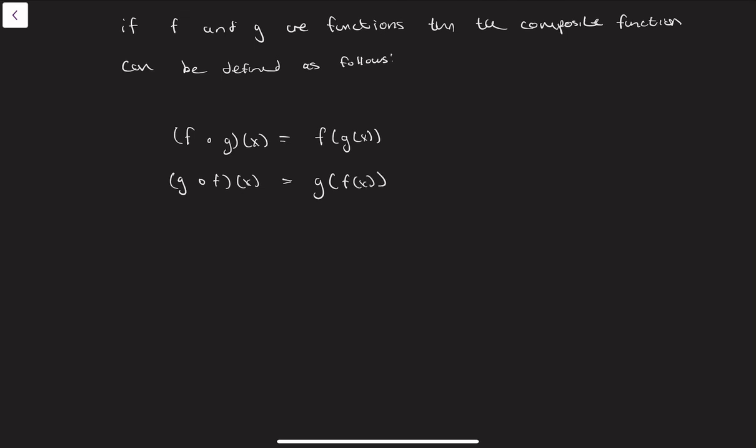So to do a quick example so that you can understand what we're doing, let's say that we have f of x is equal to 3x and g of x is equal to x squared, or sorry, let's do 3x squared.